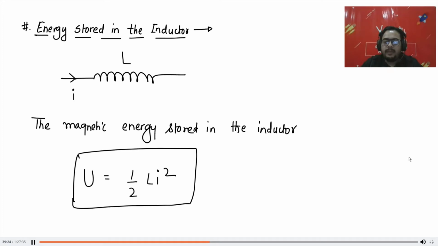It is basically energy in the form of magnetic field.